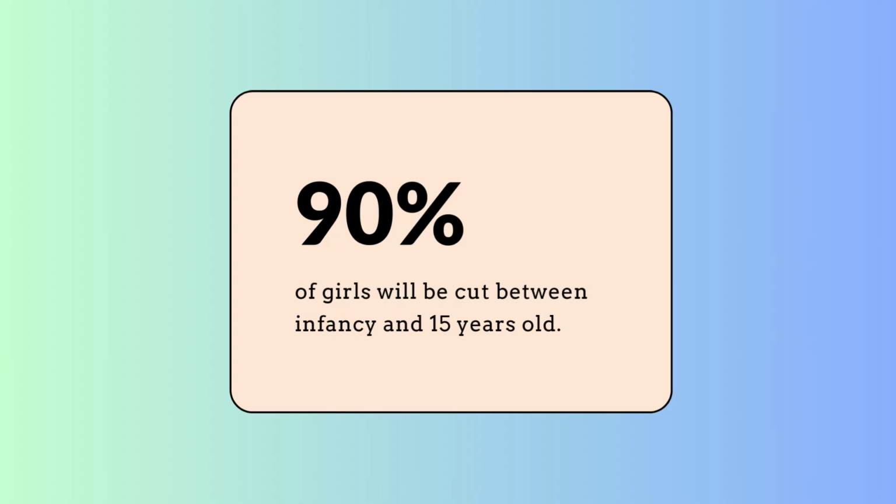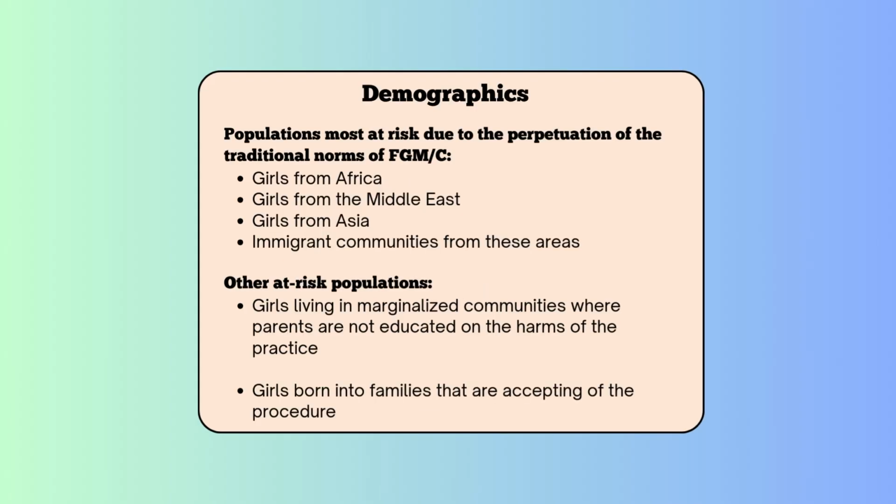Well, age is a main risk factor. 90% of girls will be cut between infancy and 15 years old. The reason FGMC is done so young is because girls have not grown up enough to fully understand what is happening and are likely unaware they have the right to say no. Furthermore, there are demographic factors that group girls into higher risk categories. Populations most at risk due to the perpetuation of the traditional norms of FGMC include girls from Africa, girls from the Middle East, girls from Asia, and immigrant communities from these areas.